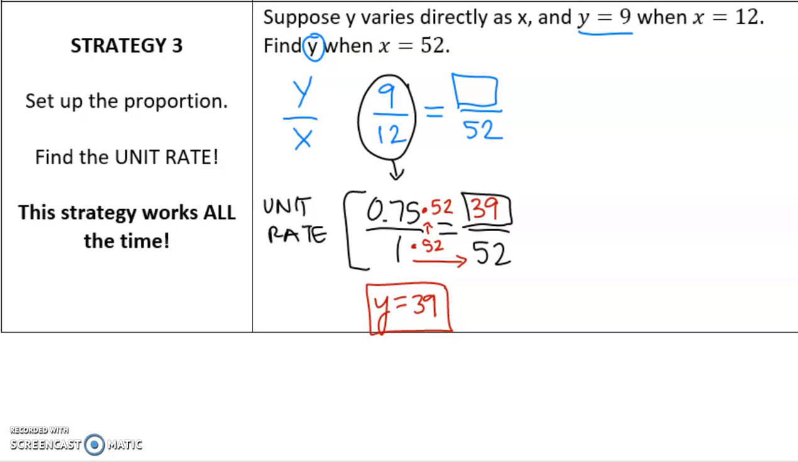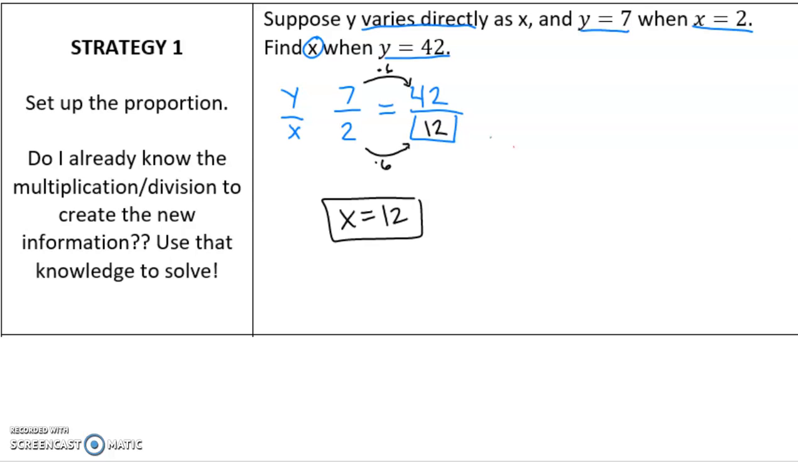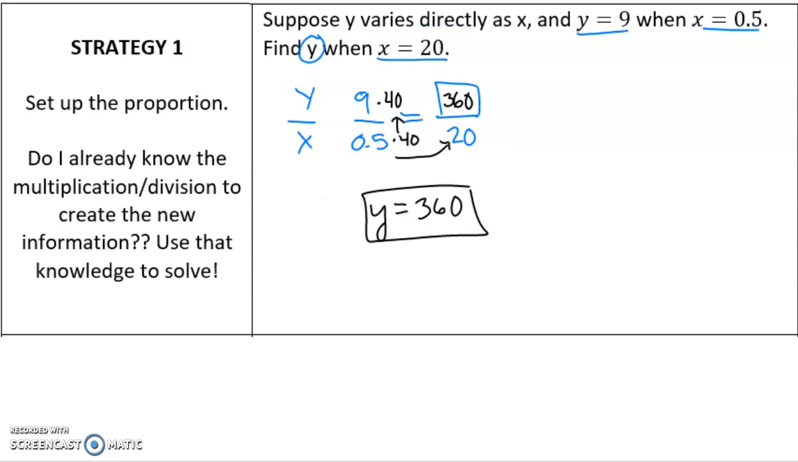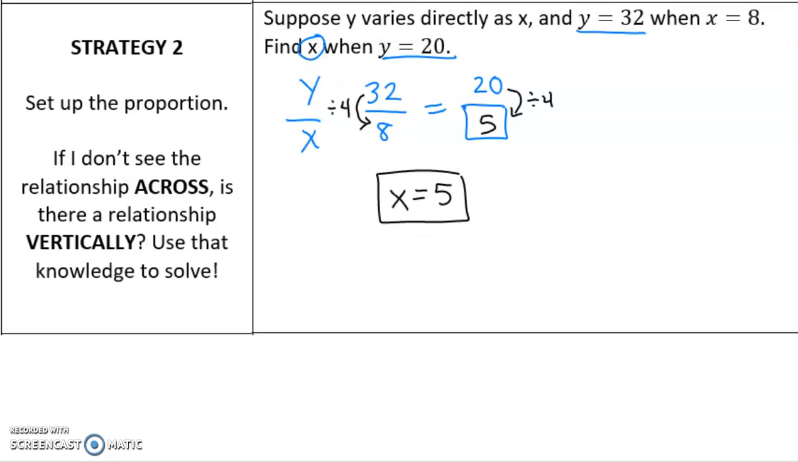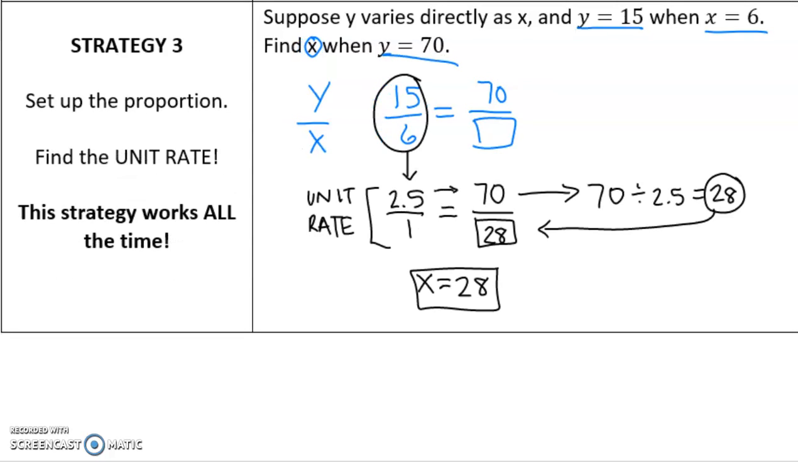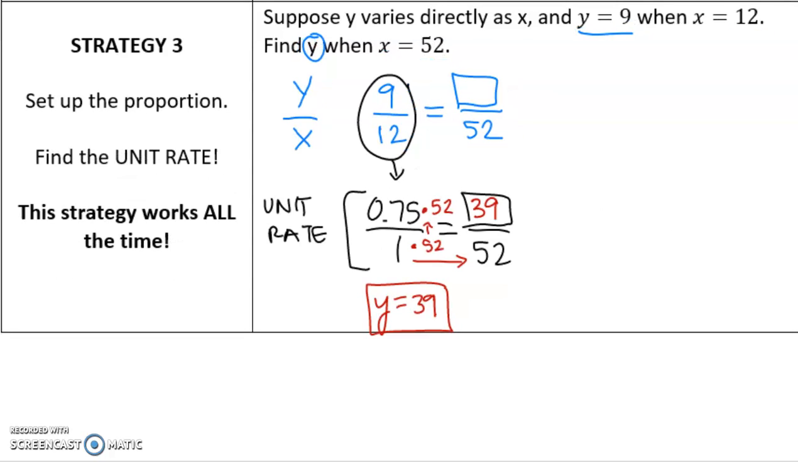So, 3 different strategies. It's finding that relationship. Lots of ways you can do it. Look for what you might already know. Can I go straight across? Do I know the multiplication to get across? If not, do I know it vertically? Can I go up or down, depending on what the information gives me? If not, use the unit rate and then find your information from there.